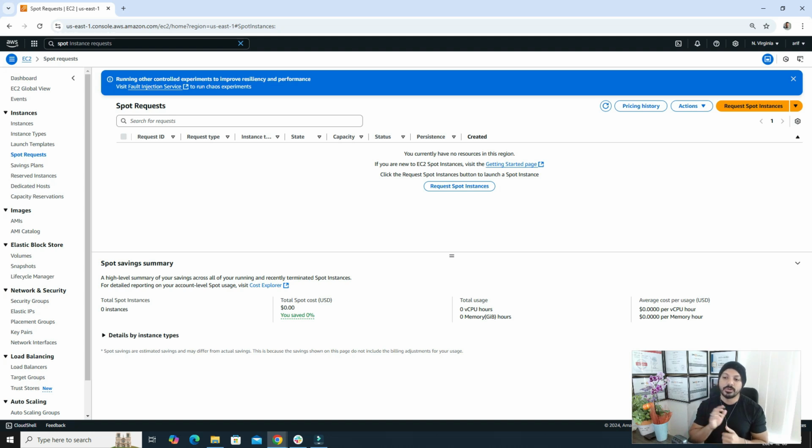But there's only one problem with spot instances. Whenever there is an on-demand request, when the resource usage goes high, then our spot resources will be terminated within a few seconds, so that they can provide these resources to the customers who are requesting on-demand at the regular price.